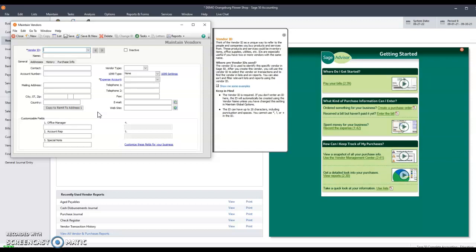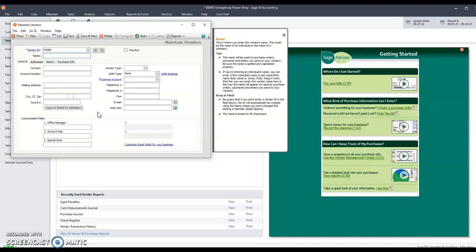So the first vendor on my list for Orangeburg Flower Shop is Vases, etc. So I'm going to use all caps, VASES, and just use the first name of it. Then under name, you put in the actual name, Vases, comma, etc. Okay, and so now you're good to go. Of course, you could put in addresses if this was real life. I don't expect you to have to do that on these projects. You must have a vendor ID, and you have to have a name.